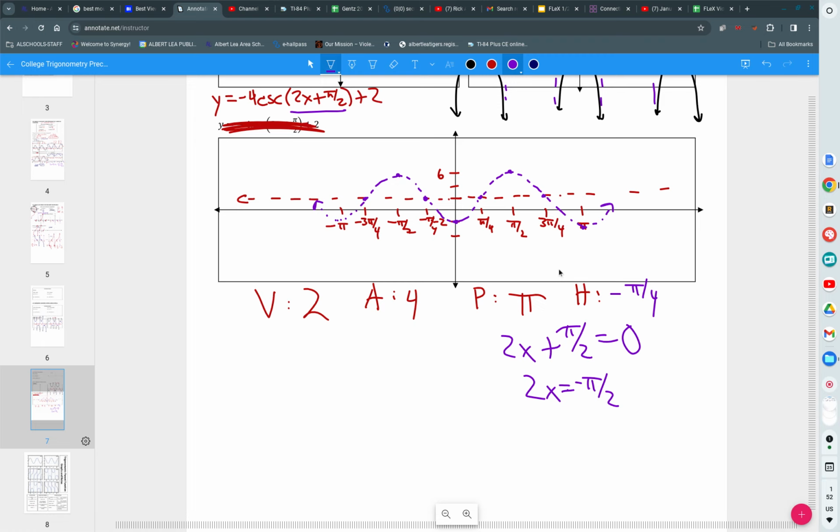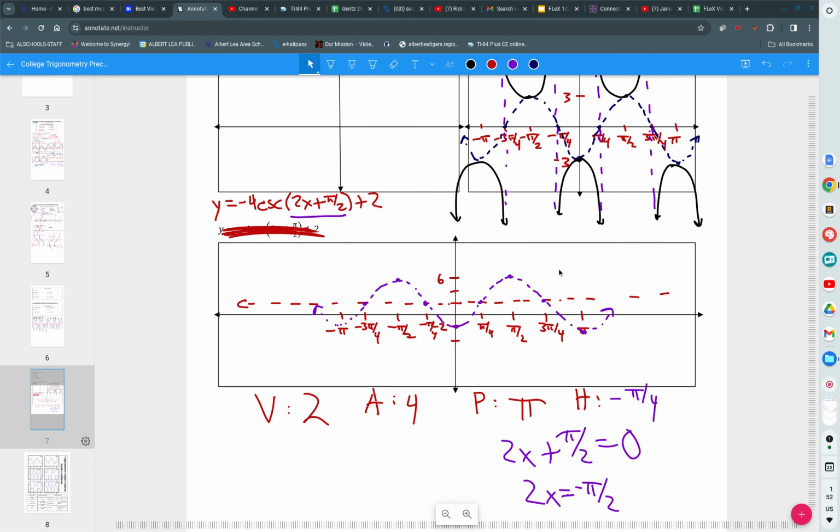So last thing is that before, we always put the asymptotes where it crossed over the x-axis. Well, now we put them where it crosses the axis of rotation. So it's not always the x-axis, it's always your axis of rotation. So that means that my asymptotes are going to go here, here, here, here, and here.